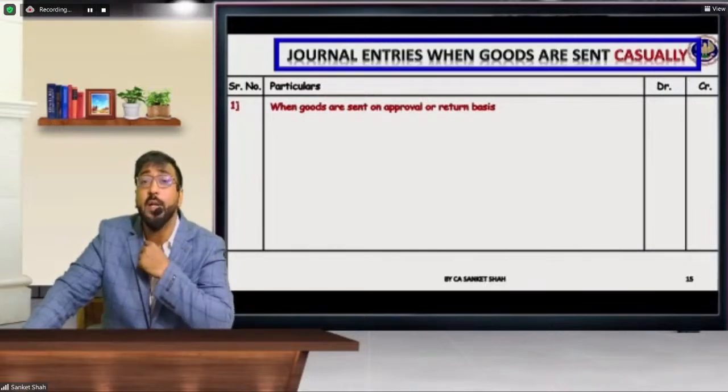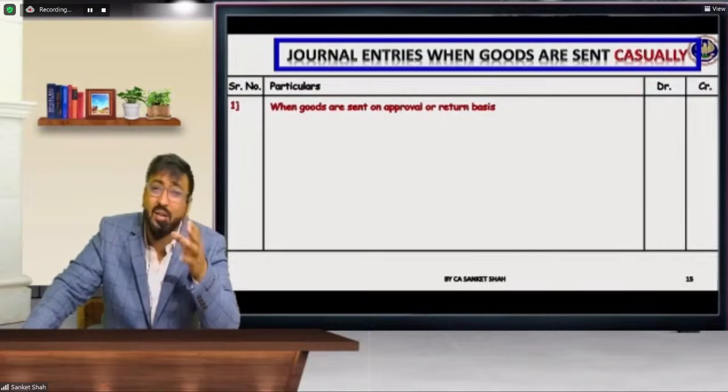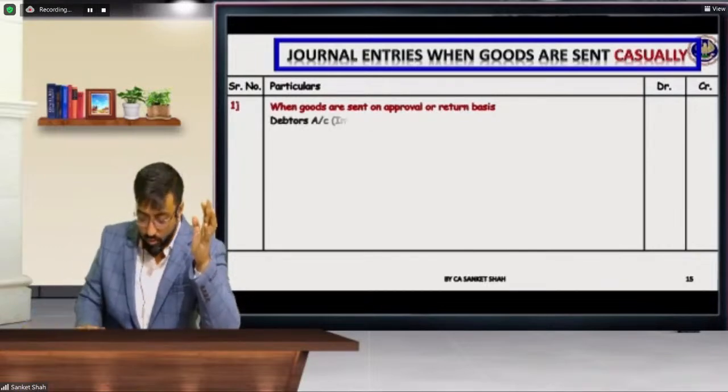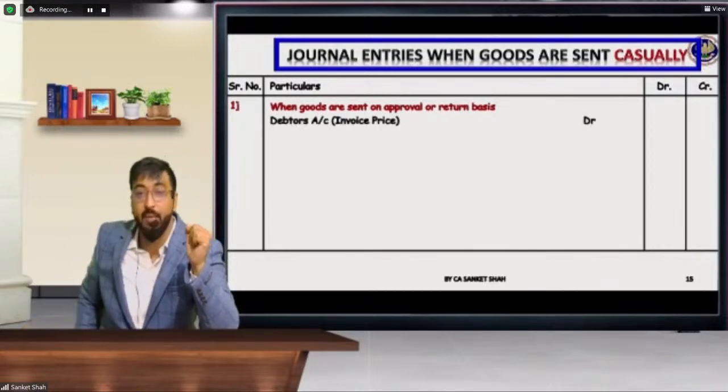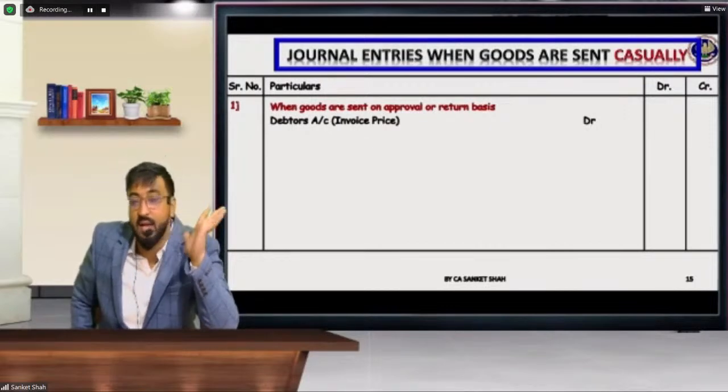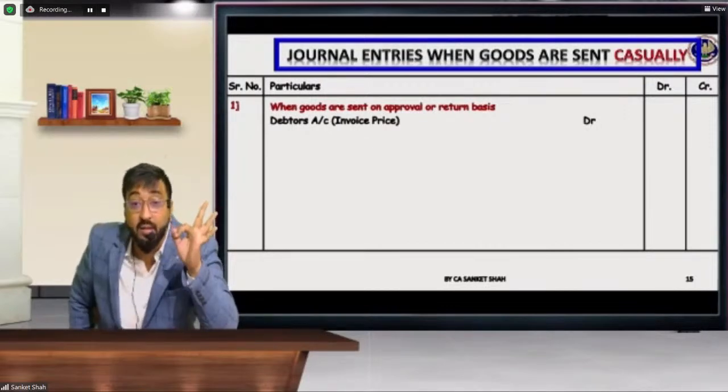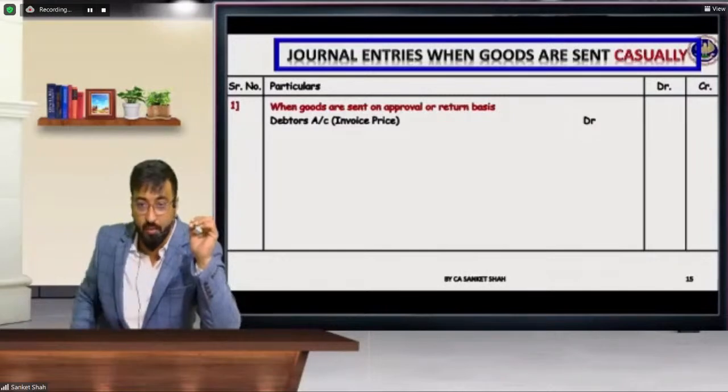Which entry to pass, sir? Sir, pass the sales entry. Okay, debtors account debit. What is the entry? Debtors account debit to sales account.